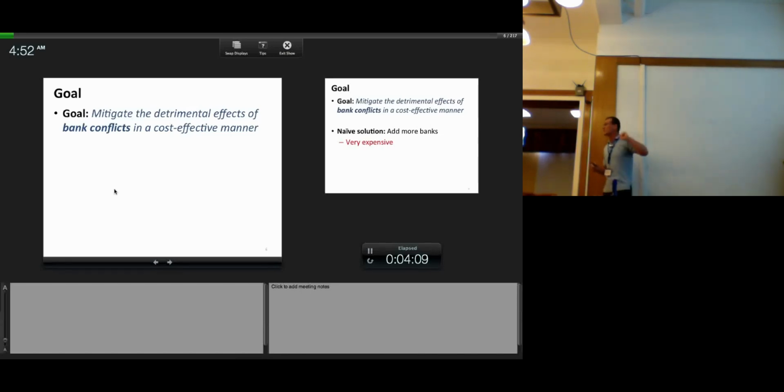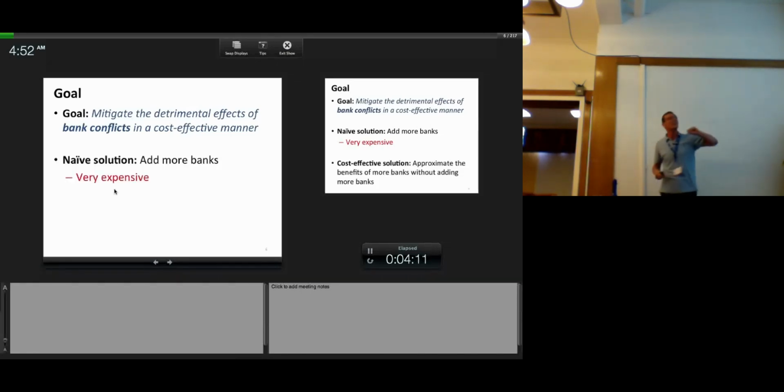Okay, so our goal is to mitigate the detrimental effects of these bank conflicts in a cost-effective manner. There's a naive solution to this. You can add more banks, right? But this is actually expensive. If you add more banks on a DRAM chip, you increase the cost because you add more row decoders. There's another way of achieving this. You can add more channels to a processor, right? That actually increases the banks. But that's actually costly because that increases your pin count on the processor.